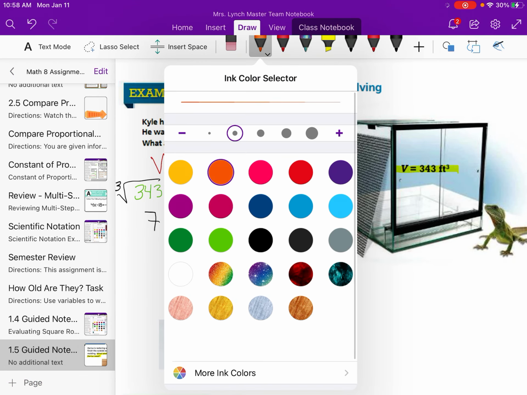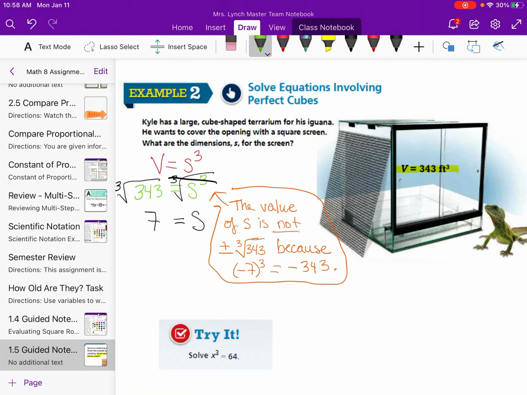So in other words, go back. If each side is 7 feet, then we want to figure out what are the dimensions for the screen.